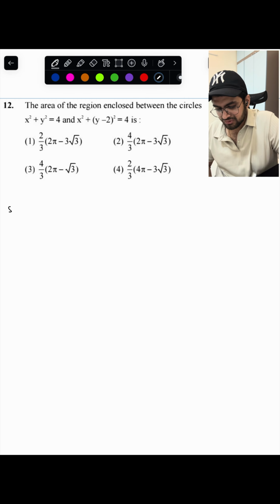So how to plot the diagrams? They are standard curves, only 2 circles are given. So x square plus y square equals to 4 means the circle with center origin and radius 2. Right, let me plot that.